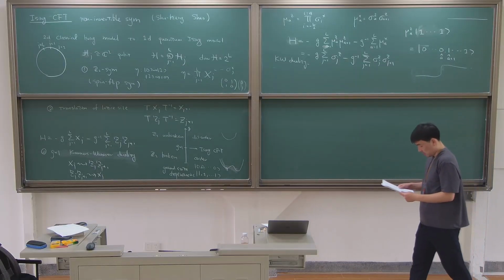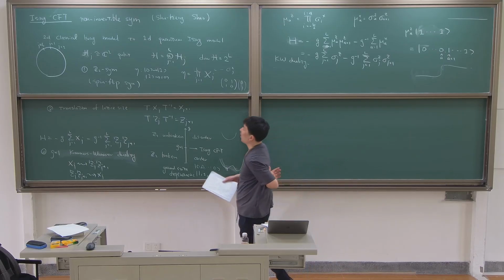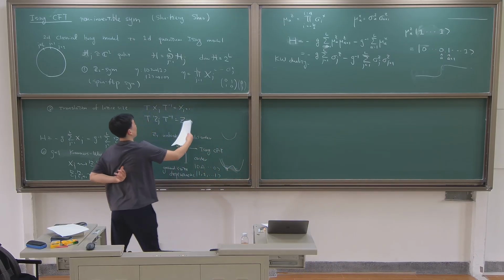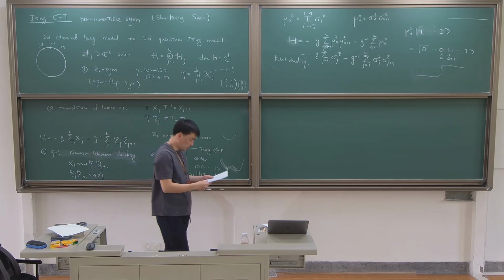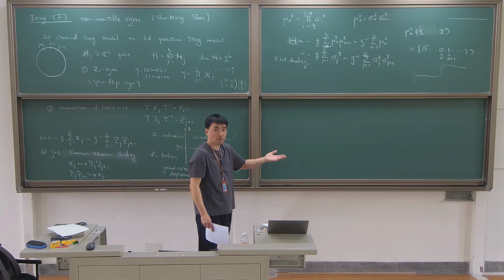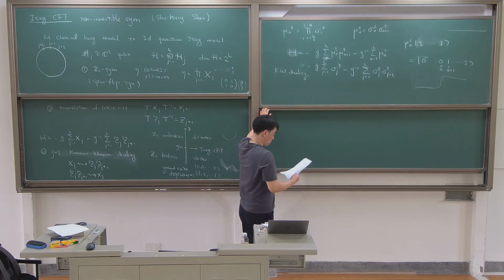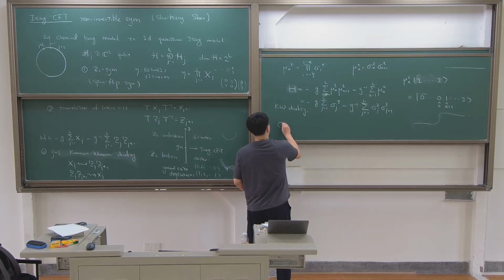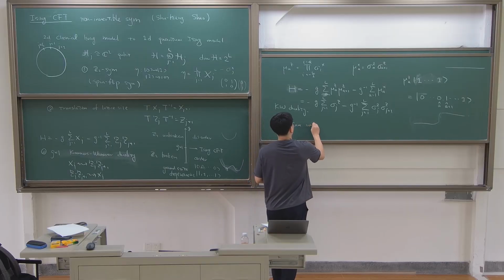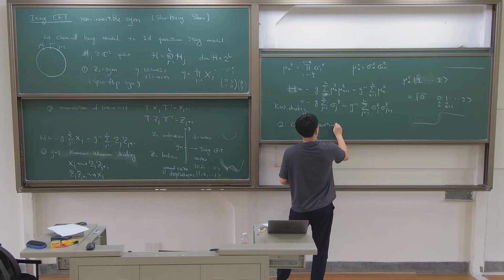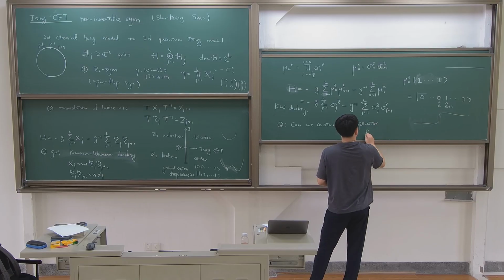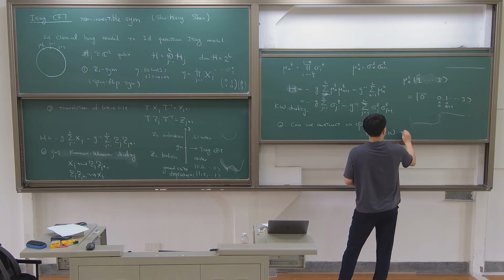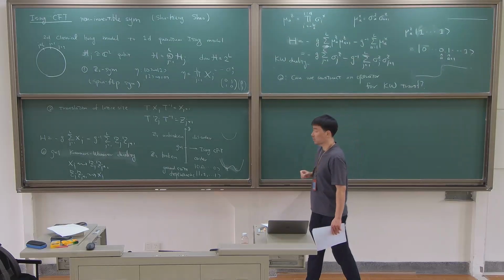Fine. And then the question is, is there any operator such that the Kramers-Wannier duality can be understood as the action of an operator like this one? Can we construct such an operator that induces the Kramers-Wannier duality? That's a question one can ask.